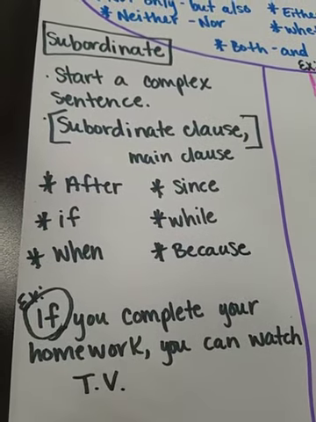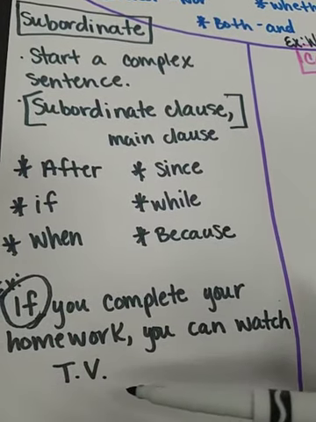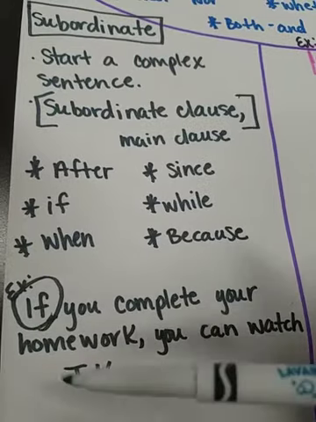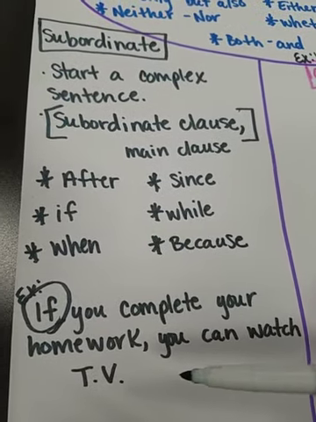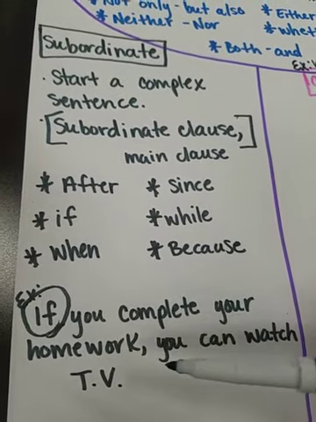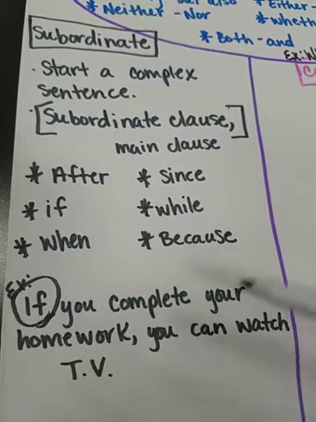And like I said, you could switch it. I could start with the word you. You can watch TV, and then say, if you complete your homework. And this sentence would still make sense. So subordinate conjunctions can be at the very beginning or in the middle of the sentence if you started in the second half of the sentence.